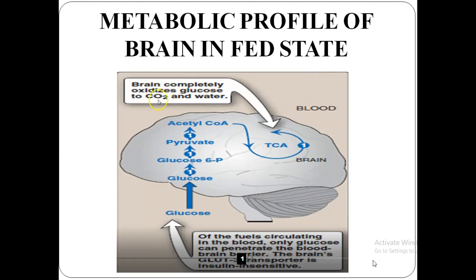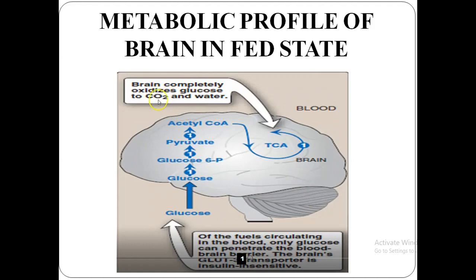The brain has no significant stores of glycogen, because of which the brain is completely dependent on the availability of blood glucose. The normal fasted blood glucose is between 70 to 100 milligram per deciliter. If blood glucose levels fall below 40 milligram per deciliter, then the cerebral function will be impaired.